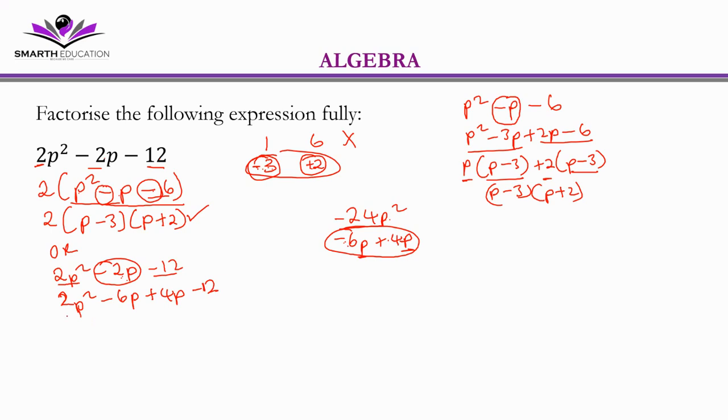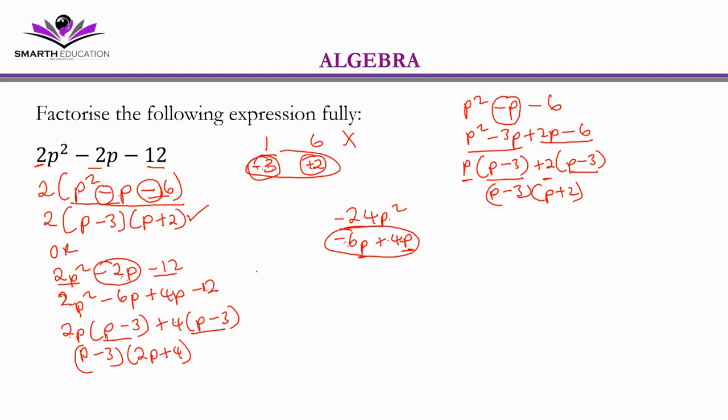Then factorize by grouping in pairs. We have 2p there as the highest common factor. And 2p squared divided by 2p is p. Then negative 6p divided by 2p is negative 3. Then we factor out positive 4 here. 4p divided by 4 is p. Then negative 12 divided by 4 is negative 3. See that? We have a common bracket, which is p minus 3. And then we have 2p plus 4.